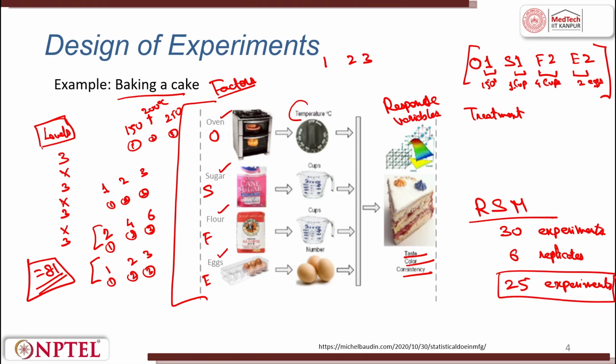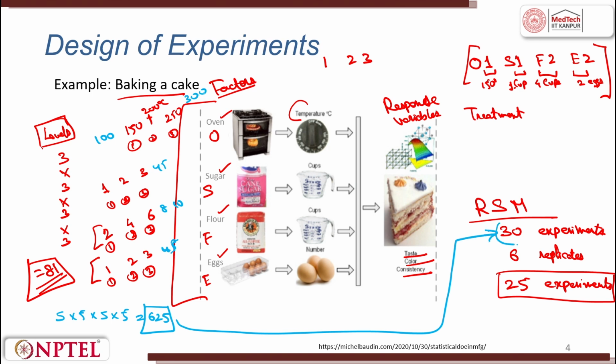Now, for instance, you would have 5 levels, 100 degrees, 150 degrees, 200 degrees and 300 degrees. Then where we will have 1, 2, 3, 4 and 5 cups of sugar, 2, 4, 6, 8 and 10 cups of the flour, 1, 2, 3, 4 and 5 eggs. Here what will be the total number of experiments? That would be 5 into 5 into 5 into 5 is equal to 625 experiments. Very large number of experiments, but still RSM will suggest you only 30 experiments. So, this is the magic of design of experiments.